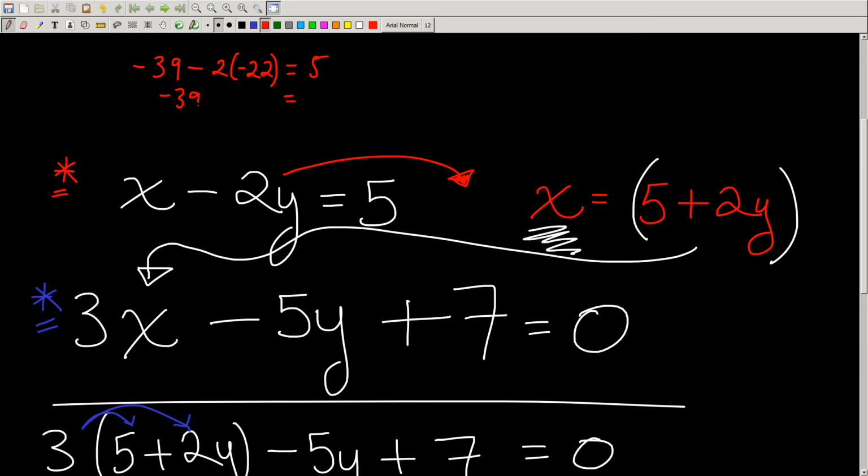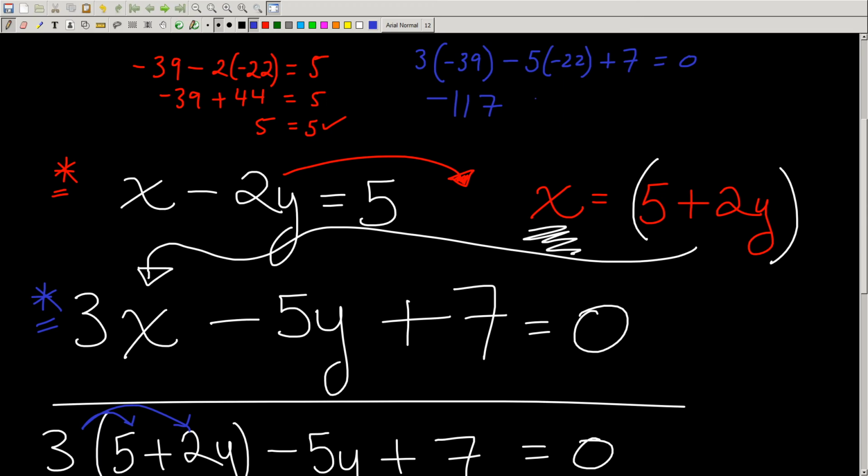This is negative 39 plus 44. 5 on the left and 5 on the right. There you go. And what about the bottom equation? Well, it says 3x, and x is negative 39, so that's 3 bracket negative 39 minus 5 bracket negative 22 plus 7 equals 0. Now what is 3 times negative 39? Well, that is 3 times negative 40, which is negative 120, plus 3, so negative 117.